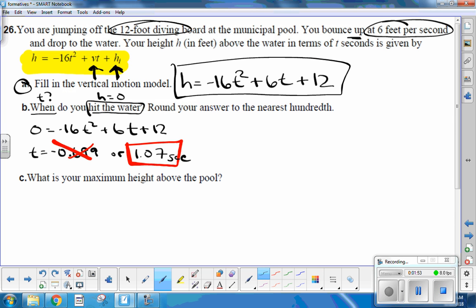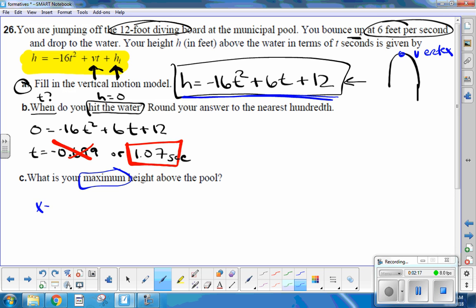What is your maximum height? Well, remember, if we look at this equation, I'm jumping off a diving board and then coming back down, right? Maybe a little bit lower into the water. So the maximum height is right here, aka the vertex. So I need to use the vertex formula of the original problem that we did in the beginning. That's why it's so important to do that in the beginning.